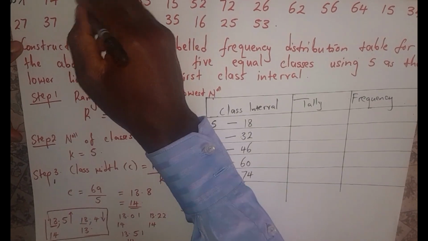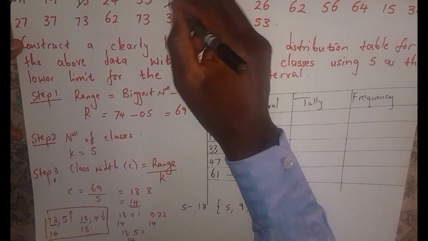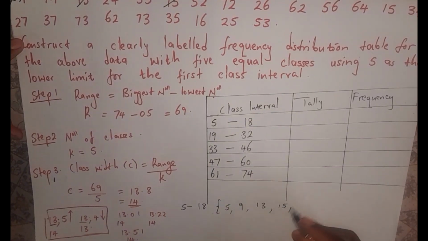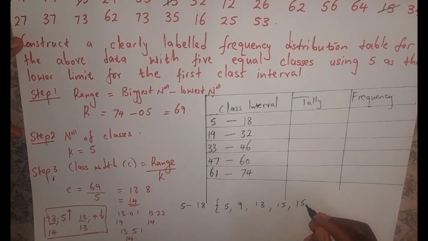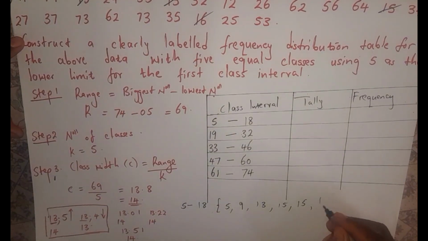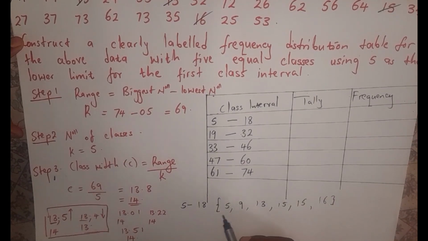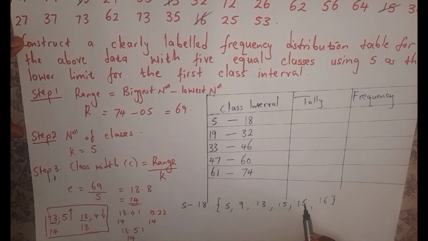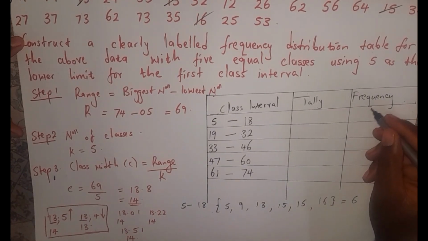After 9, we are having 13. After 13, we are having 15. We are having again 15. And lastly, it is 16. So then we count the numbers in this interval: 1, 2, 3, 4, 5, 6. So this is the frequency 6, and we come here and write 6.